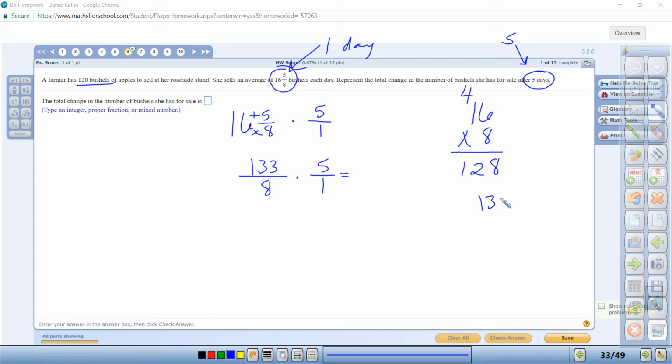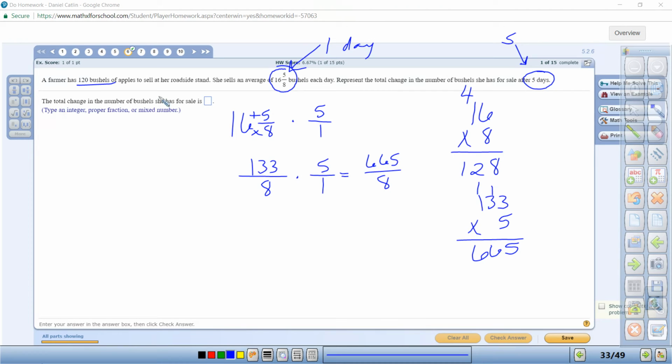Maybe your problem won't have as difficult numbers as mine does, but this is not that difficult to multiply here. 5 times 3 is 15. Carry 1. 5 times 3 is 15, plus 1 is 16. Carry your 1. 5 times 1 is 5, plus 1 is 6. And we get 665 over 8.